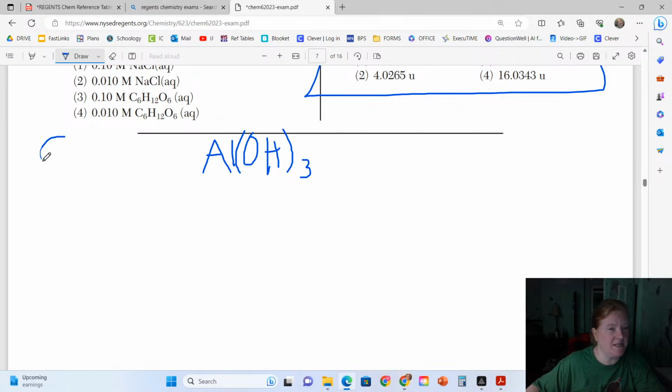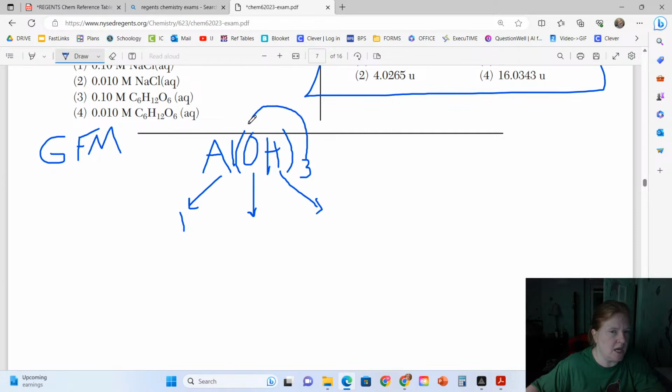Okay, so gram formula mass, or GFM. First, you figure out what elements you have. I have aluminum, oxygen, and hydrogen. How many aluminums are in this formula? 1. How many oxygens? Well, see this subscript outside? It gets distributed to everything inside the parentheses. So I have 3 oxygens and 3 hydrogens.